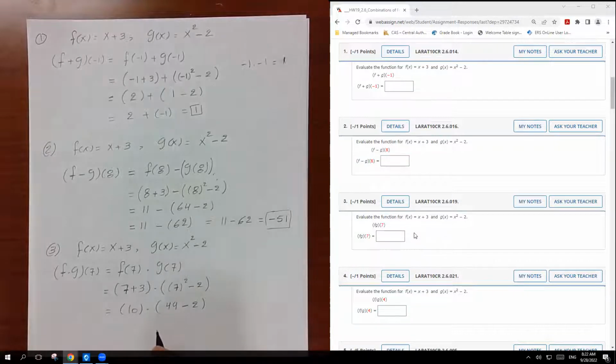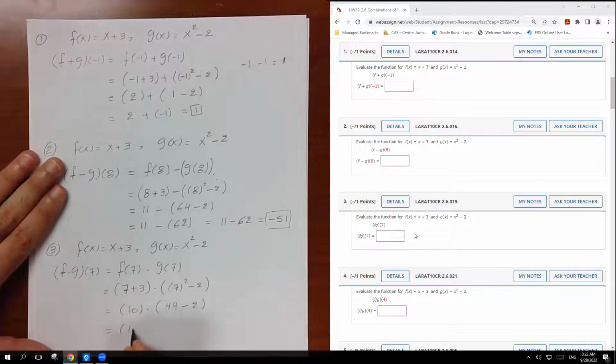That means 49 minus 2 is going to be 47. And 47 times 10 is going to be 470. So here is the 10, and this is 47. So the result is going to be 470.